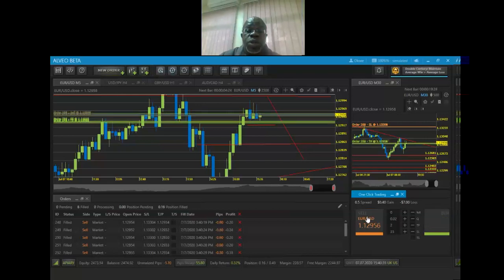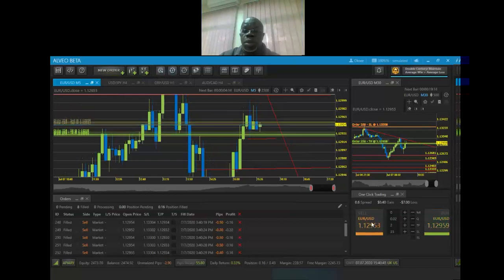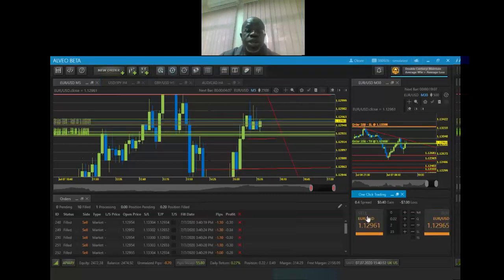So let's see what it does. As long as it's trying to push up, I'll be taking my sells. Okay, still pushing up there. So I have 10 trades of sells. Okay, let's see what happens.